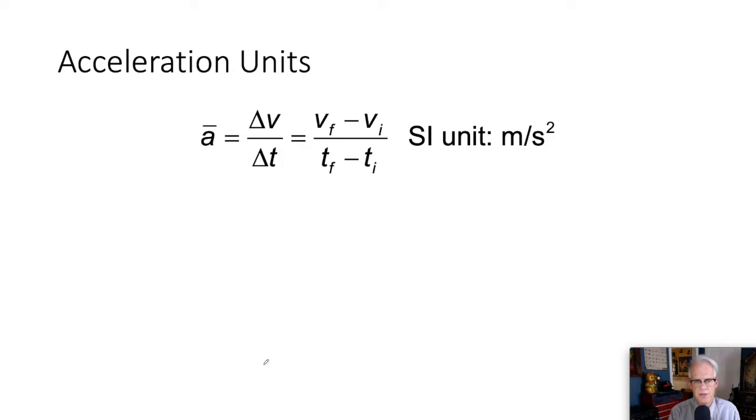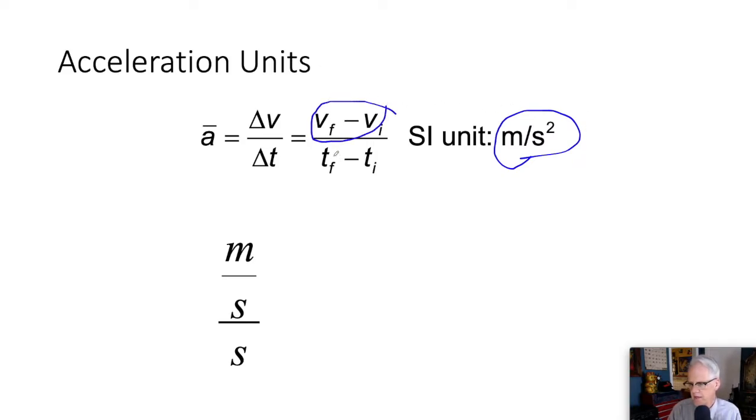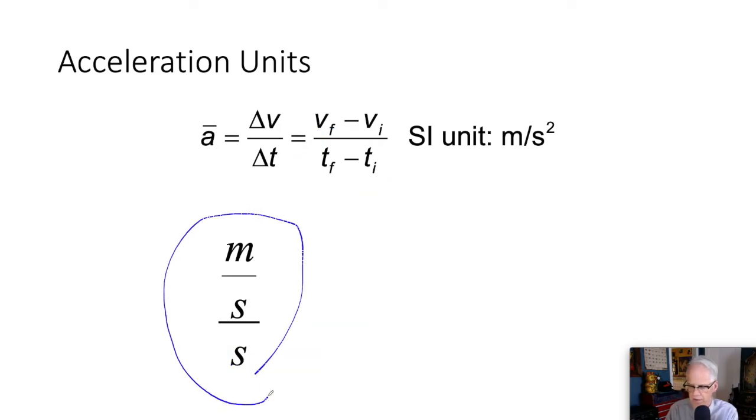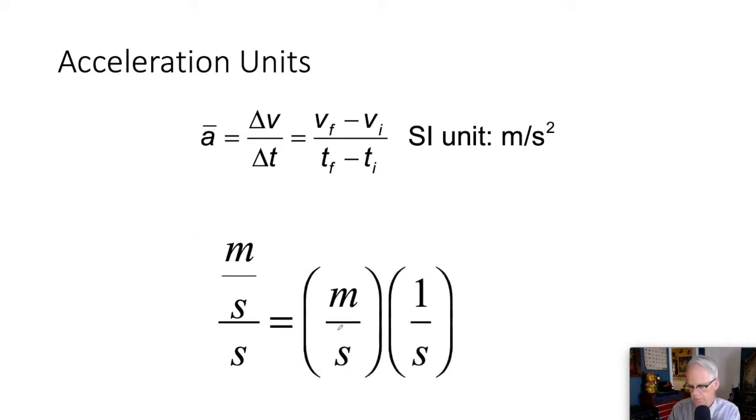Well, here's our equation, and we're going to use meters per second squared. Now, what in the world does that mean? Well, up here at the top we have velocity, and the units for that velocity are meters per second. On the bottom we have time. The unit for time is seconds. So now we have this compound fraction. We can rewrite it like this.